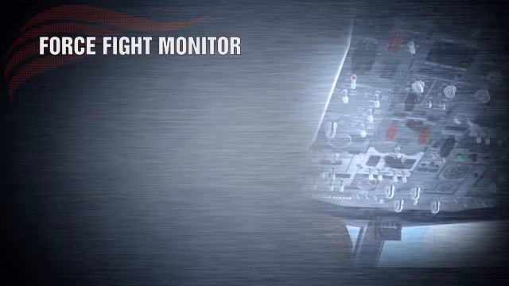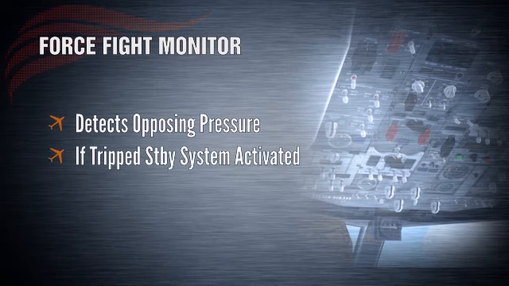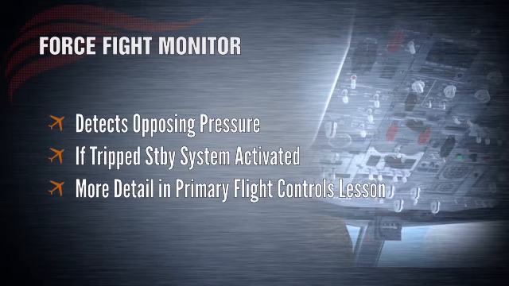The force fight monitor on the main rudder power control unit detects opposing pressure between the A and B system actuators. If the force fight monitor is tripped, the standby system is activated automatically. It is a vital safety mechanism and deserves comprehensive discussion, but is a little beyond the scope of this particular lesson. We cover the force fight monitor in detail in the primary flight controls lesson.